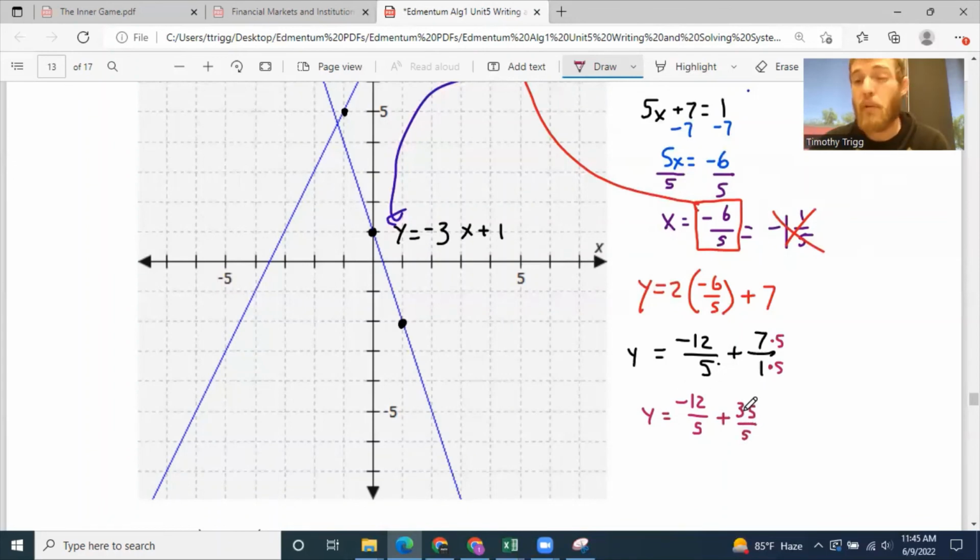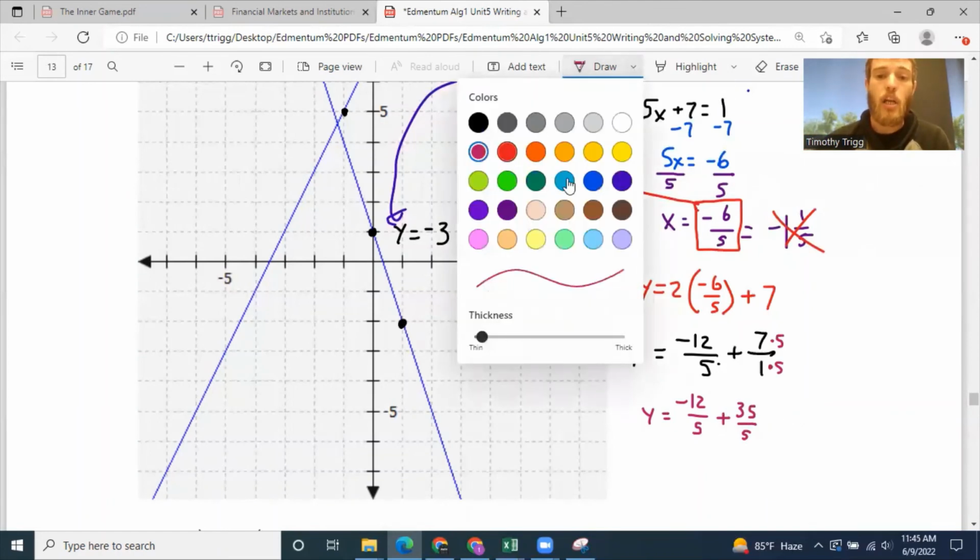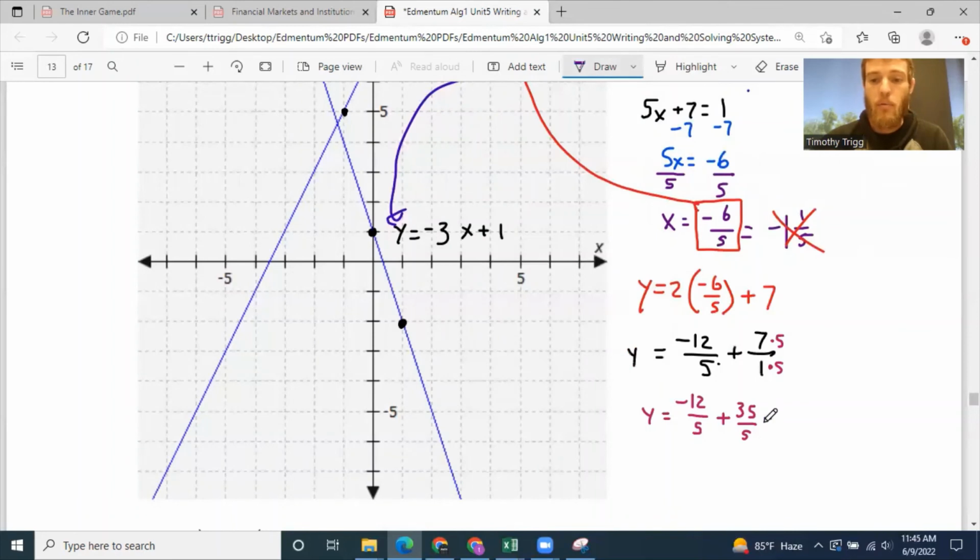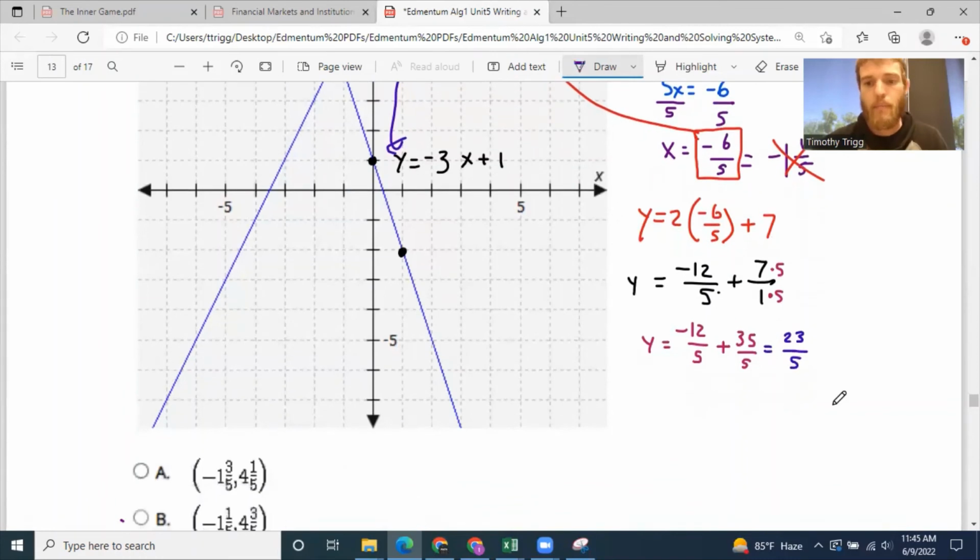What's negative 12 fifths plus 35 fifths? Well, the denominator doesn't change. If I do negative 12 plus 35, that's going to be positive because I have more positives. What is that going to be? 23. So 23 fifths.